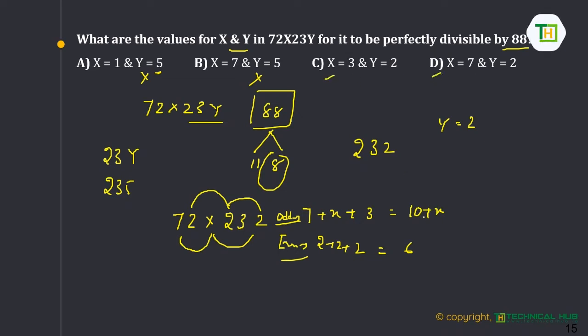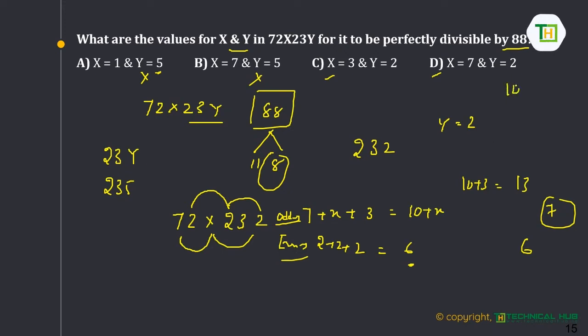So if you put x is equal to 3 here, what happens? 10 plus 3 is equal to 13. And here the sum of the even places is how much? 6. So what is the difference here? The difference is nothing but 7. 7 is not a multiple of 11. So you can eliminate option C also.